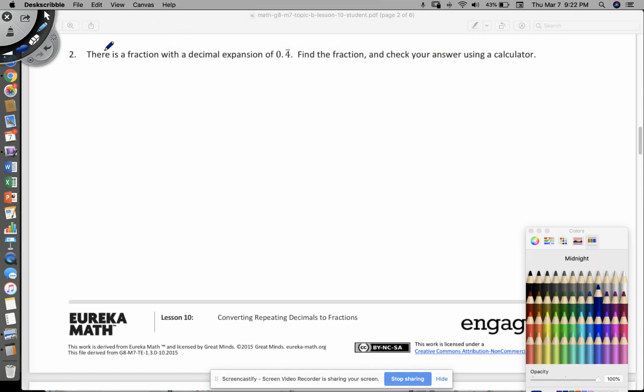Number 2 says, there is a fraction with a decimal expansion of 0.4 repeating. So the 4 keeps repeating. So what's its fraction? All right, so we have x equals 0.4 repeating.